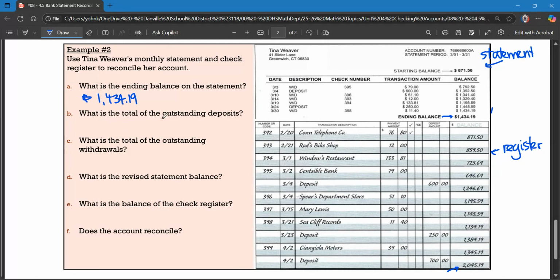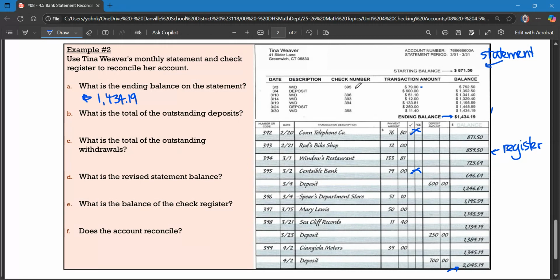What is the total of the outstanding deposits? So we need to figure out what's been accounted for and what hasn't. So look in your statement. The first thing is check 395 for $79. So go into your register. Here's check 395, $79. I'm going to put a little X here. Now some people put a little check. Notice how this first one, check 392, has a check mark. I'm just going to make it bigger and put an X there. So basically I'm saying that, okay, the bank knows that I wrote that, and I know that I wrote that, so everybody's fine.